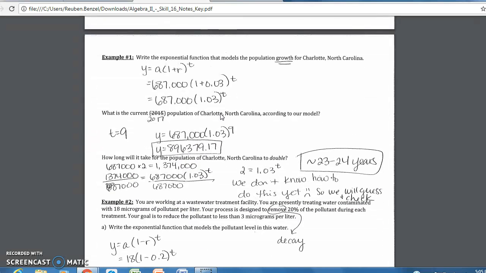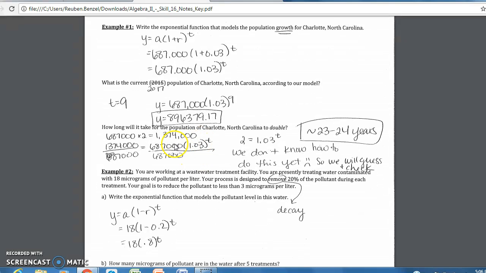So we could write an exponential function for the situation of Charlotte, North Carolina. We would say 687,000. The population's growing, so we're choosing the 1 plus 0.03 to the t, and we get 1.03 to the t times 687,000. If it asks what the population is going to be after 9 years, this was last done in 2017, you plug the 9 into the formula and you would see what the approximate population would be.